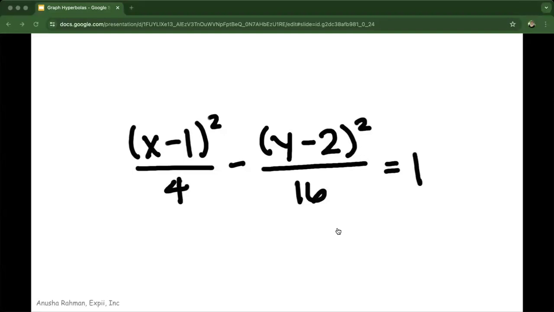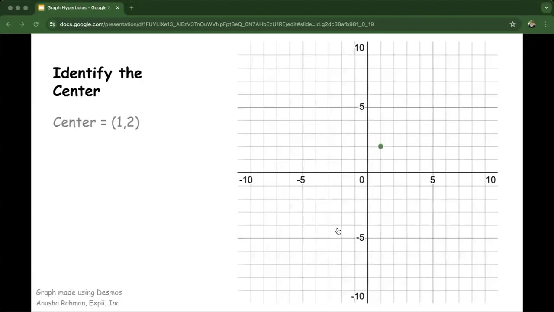Graphing a hyperbola involves plotting the center point and then using the values a and b to determine the vertices, foci, asymptotes, and the general shape of the hyperbola. The center of the hyperbola is at (1, 2). Here's a point on a coordinate plane in green.